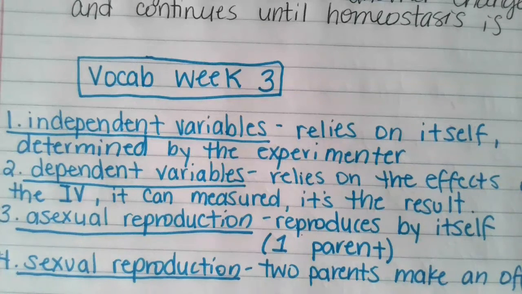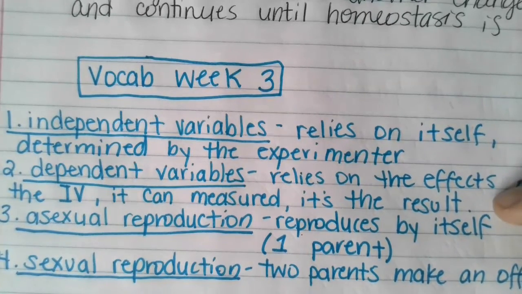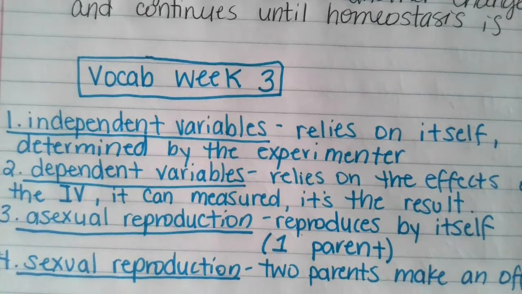So that is the difference. Your dependent variable is measured. Your independent is going to affect something.